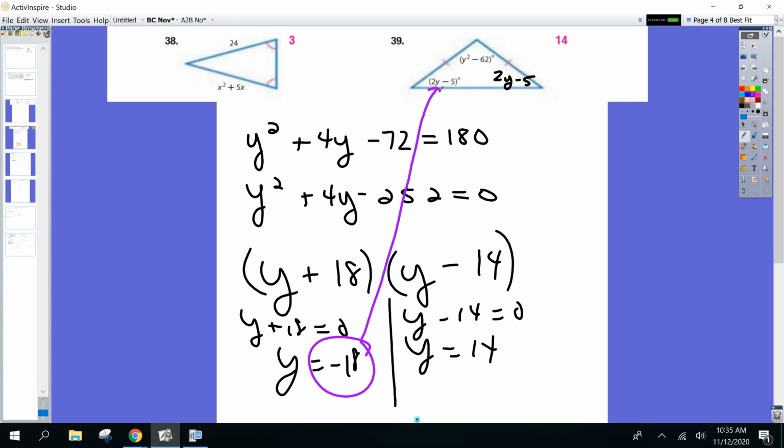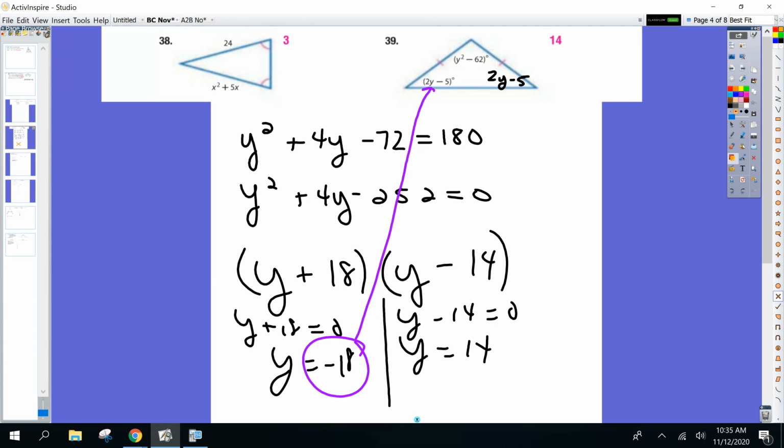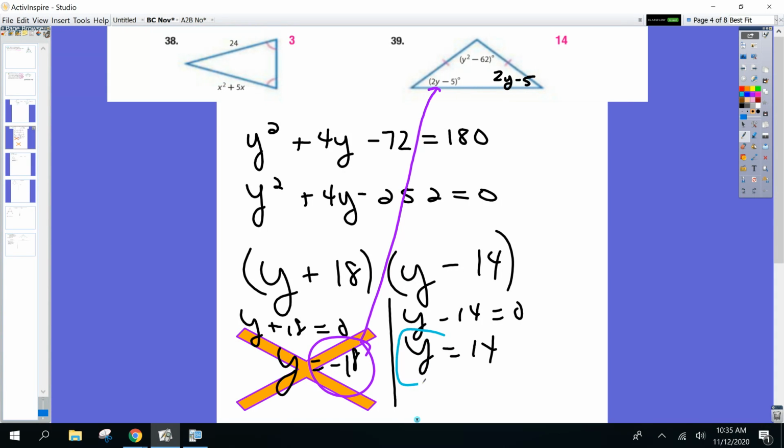Anybody know what's going to happen? I don't even need the calculator. What's going to happen when I plug in negative 18 up there? Negative degree measure. And not this year anyway. Next year you can talk about that. But this year, can't have a negative angle measure. So that is why negative 18 will not be part of my solution set. It is getting rejected. So 14 was the only acceptable solution.